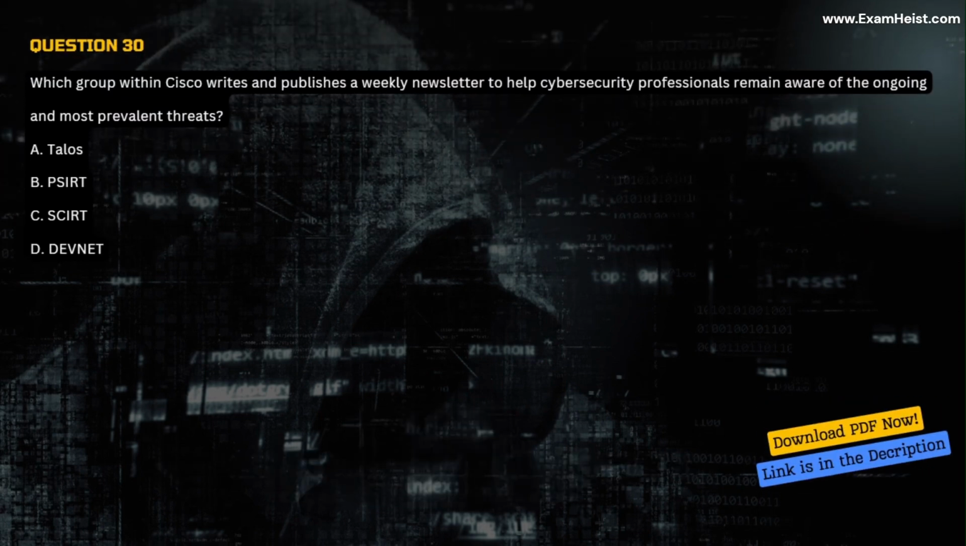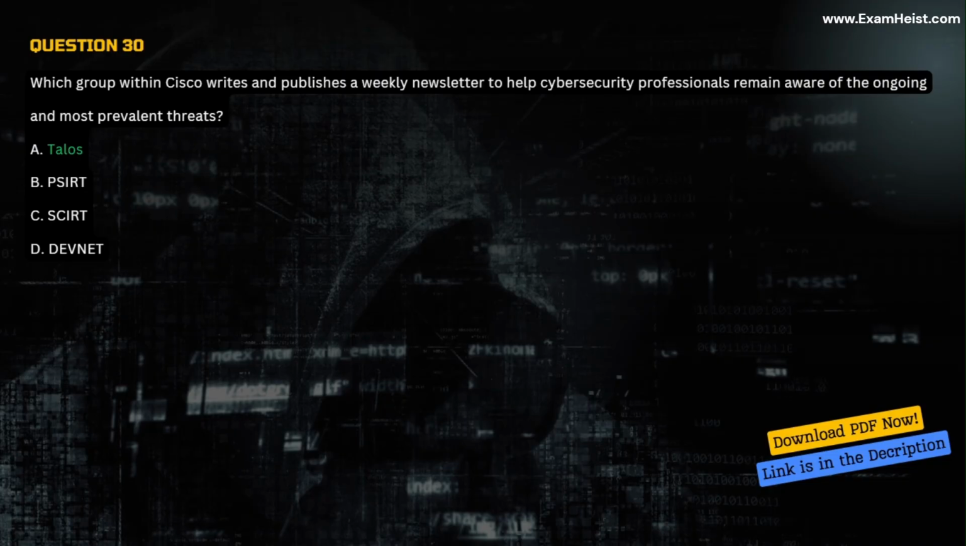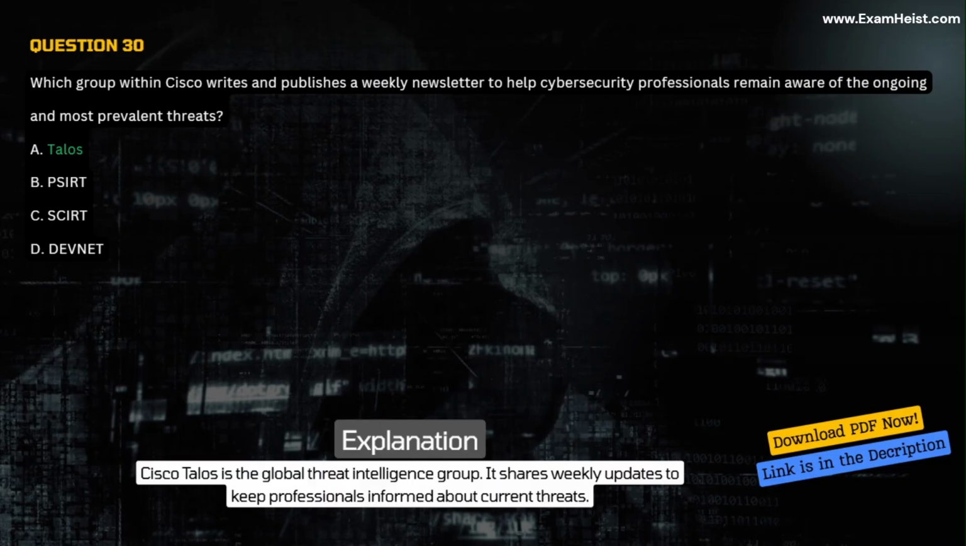Question 30. Which group within Cisco writes and publishes a weekly newsletter to help cybersecurity professionals remain aware of the ongoing and most prevalent threats? A. Talos. B. CERT. C. CERT. D. DevNet. Correct answer A. Talos. Explanation. Cisco Talos is the global threat intelligence group. It shares weekly updates to keep professionals informed about current threats.